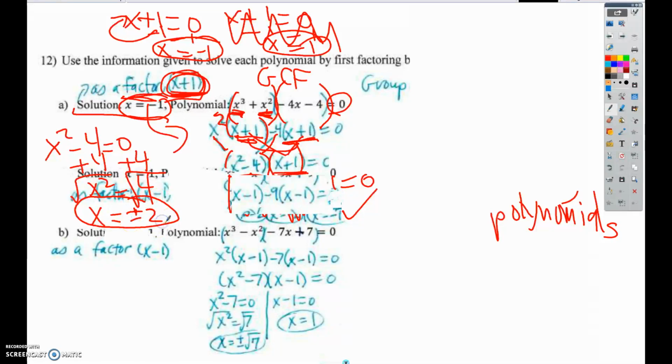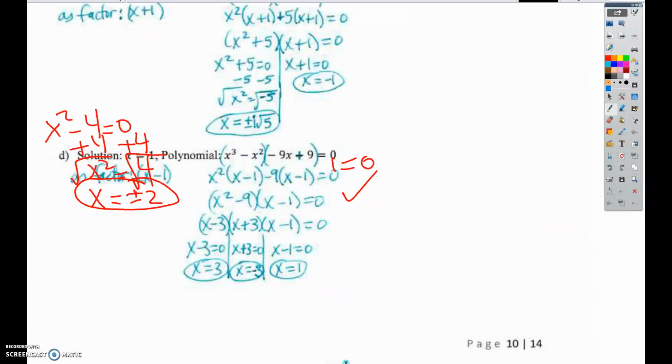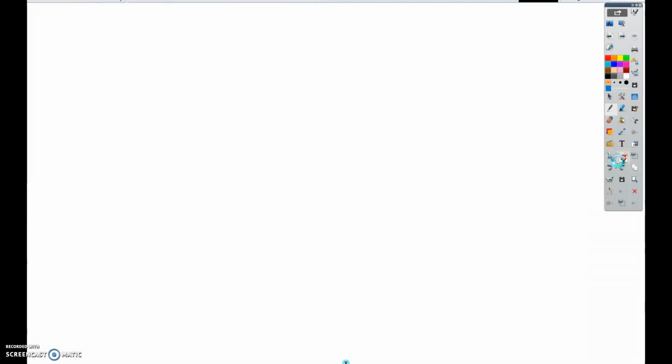2 is our solution. For letter B, I don't know what's going on with the pen, but I'll try to explain it as best I can. Let me clear what I have. Hope I have enough time left in the video. Oh, that cleared too much.